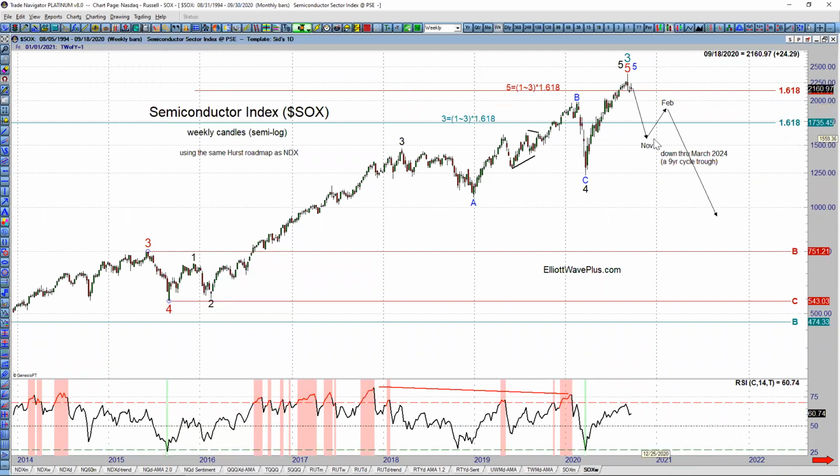Semiconductor index bearish down into November, rebounded into February, and then on down. So I think we've seen a very large degree top there as well. Let's look at some of the popular stocks.